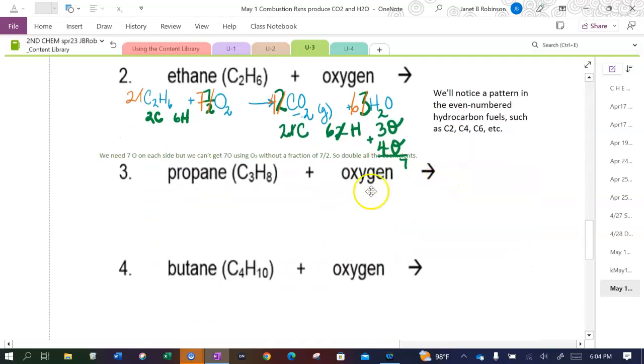All right. So as you start on this one, propane plus oxygen, you have to remember that the products of complete combustion are always going to be carbon dioxide and water.